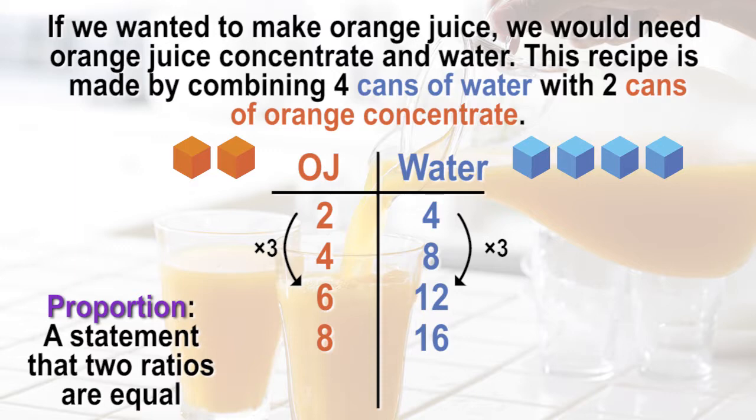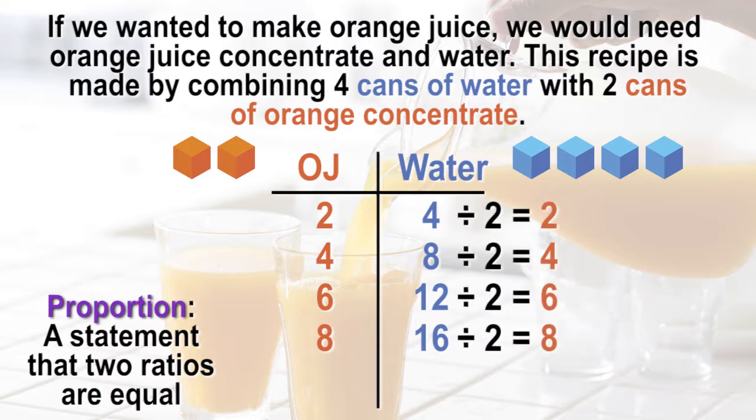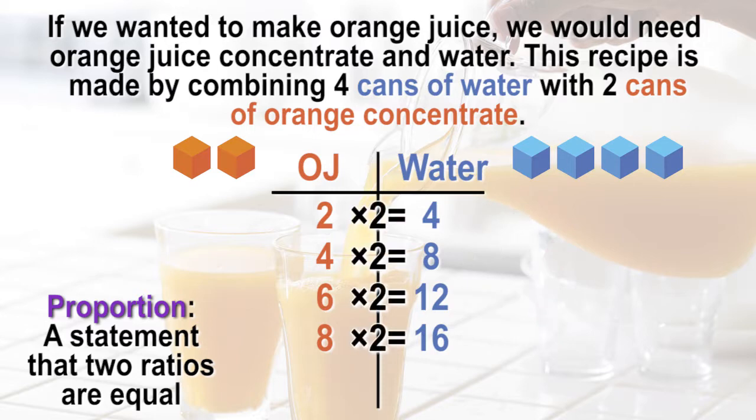We can begin to see some patterns or relationships. The chart now has 4 batches with appropriate ratios. Let's look for some relationships between the ratios or proportions. The terms in the concentrate column are half the value of the water. We could divide each of the terms for cans of water by 2 to get the amount of orange concentrate needed for the batches. Our table also shows that the terms in the water column are twice the value of the terms in the concentrate column.